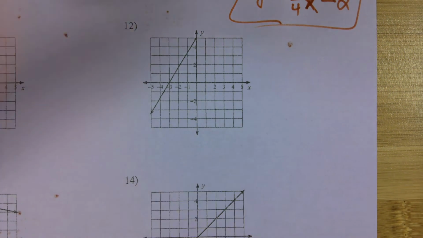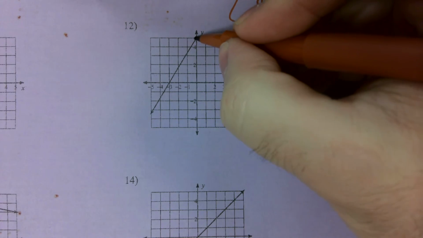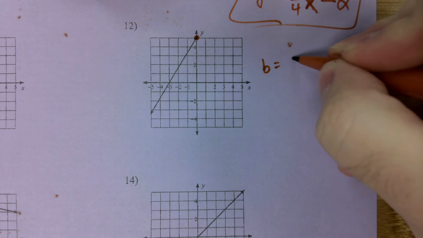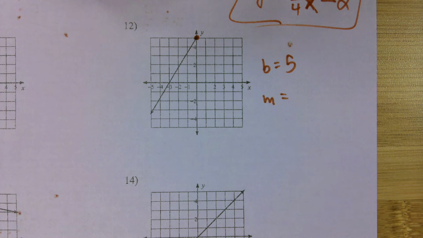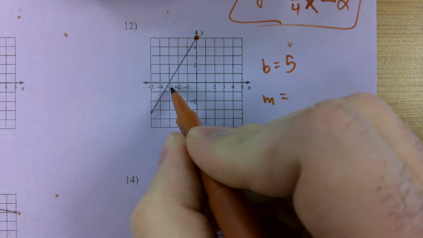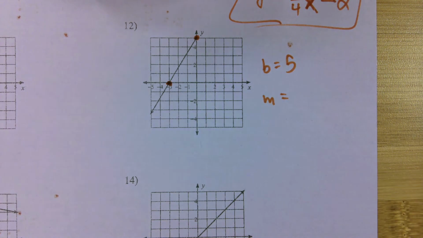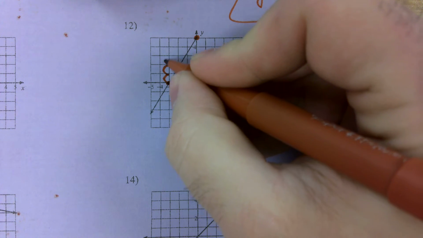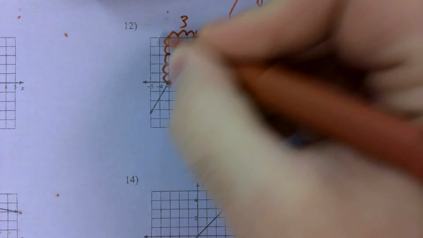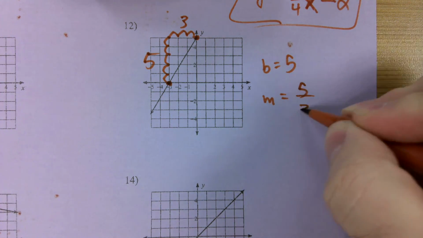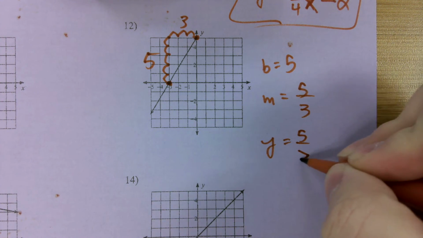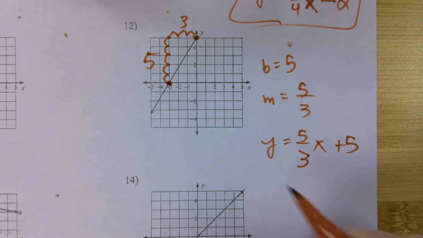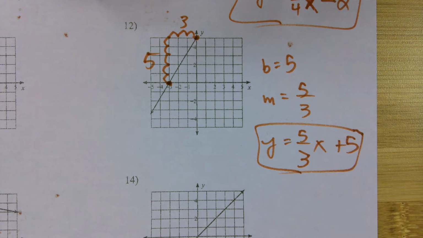Moving down to number 12. Y-intercept's way up here at 5. The other point, anyone see another point? What do they get for their second point on number 12? Negative 3. Right there? Yeah, that looks perfect. So we'll rise up 1, 2, 3, 4, 5 over 3. Y equals 5 thirds x. Now we're doing plus 5 on the end because our y-intercept is positive.